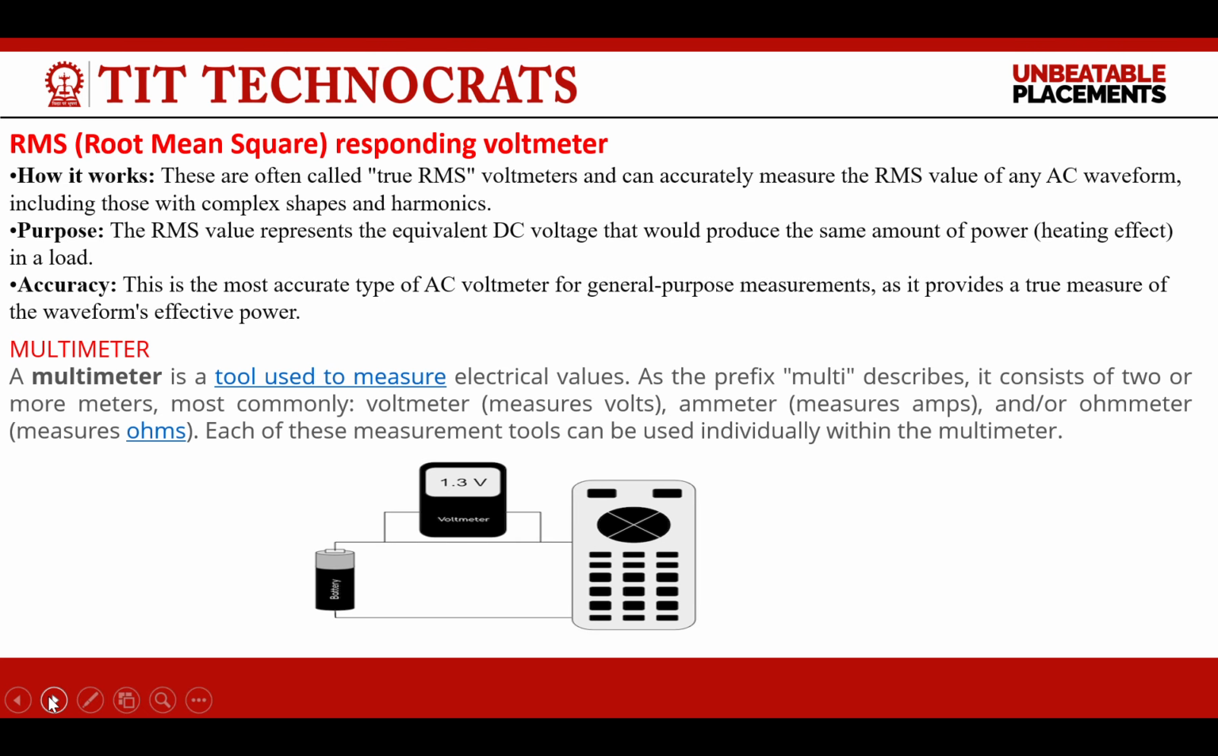RMS responding voltmeter, that is root mean square. How does it work? A true RMS voltmeter can accurately measure the RMS value of any AC waveform, including those with complex shapes and harmonics. Its purpose is to represent the equivalent DC voltage that would produce the same amount of power in the load. And its accuracy: it is the most accurate type of AC voltmeter for general purpose measurement, and it provides a true measure of waveform effective power.